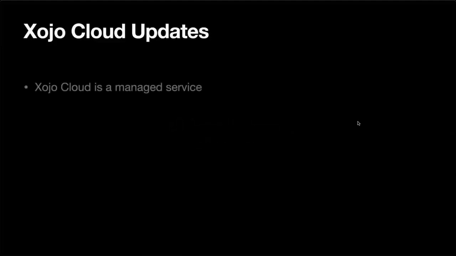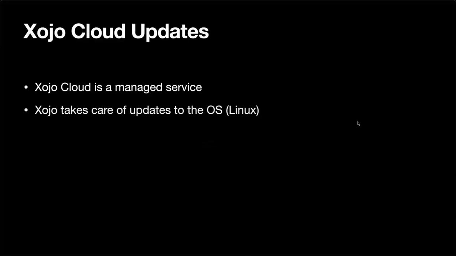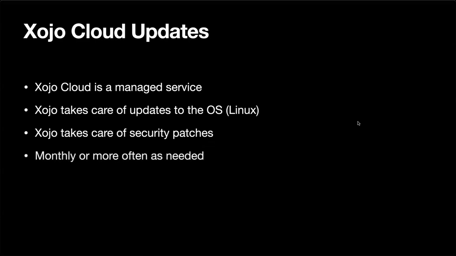Now, updates are something we handle for you because Xojo Cloud is a managed service. So we handle all the updating for you. That means things like updates to the OS. It also means that we take care of security patches, and those happen a lot more frequently than you'd think. We update monthly or even more often as needed. If there's some kind of big security hole that's found and it's really serious, we will update right away rather than wait for the monthly update.